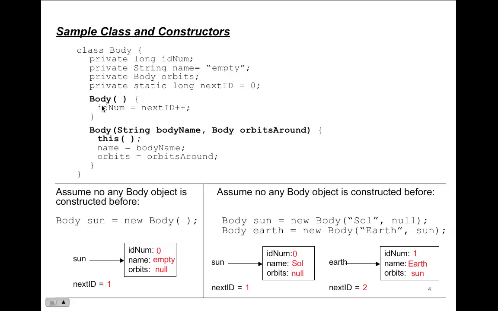Body's in bold. We've left out public, we've left out private, we've left out all of the access modifiers. But it's a method, just like any of the other methods, but it has the same name as the class name. In this class body, we have two constructors. The one without any parameters is the default. If you don't specify any parameters, that one will run automatically. The other ones are invoked depending on how many parameters you give and in what order.